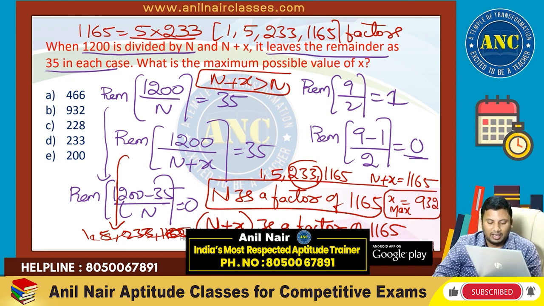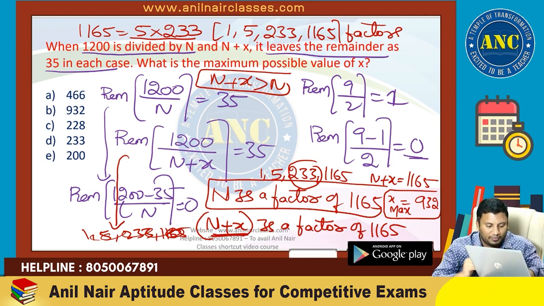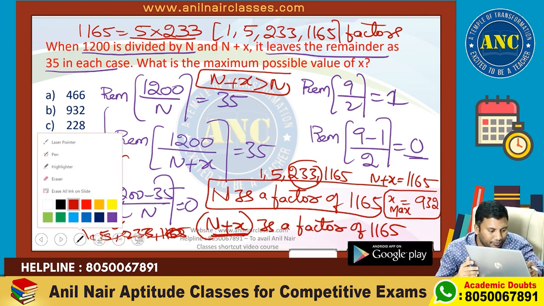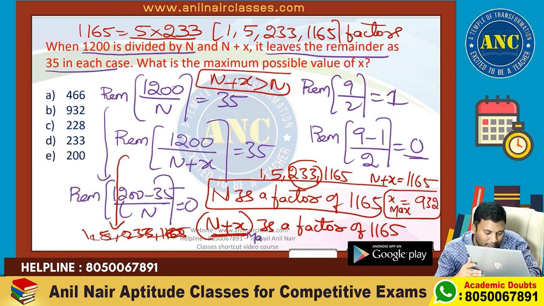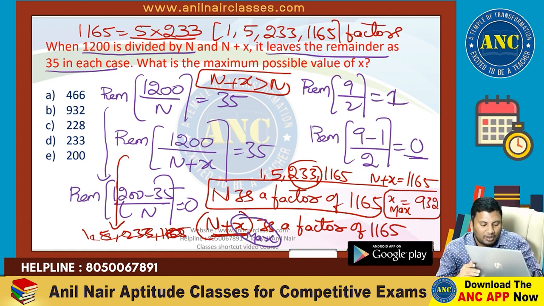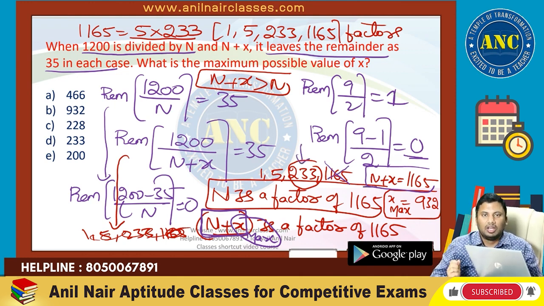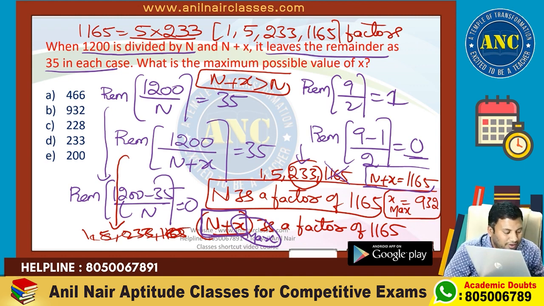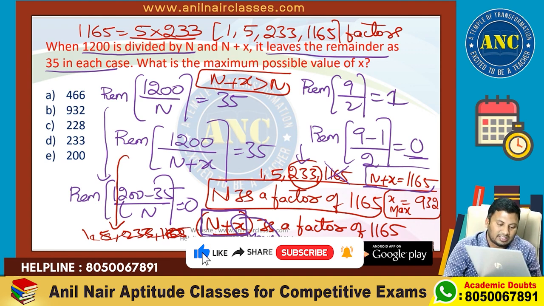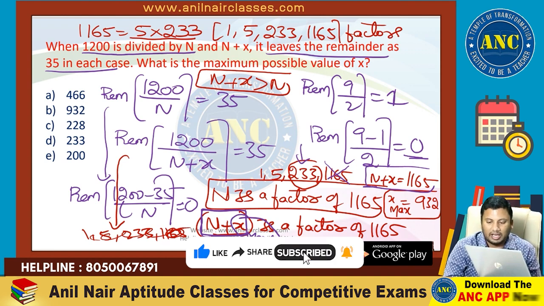Again, listen carefully. n is a factor of 1165. n plus x should attain the maximum value, and n plus x is greater than n. What is the maximum factor of 1165? n plus x is 1165. I hope it is clear. 1165 is already taken. What is the next value n can take? 233. 233 plus x is 1165, so x maximum value is 932.